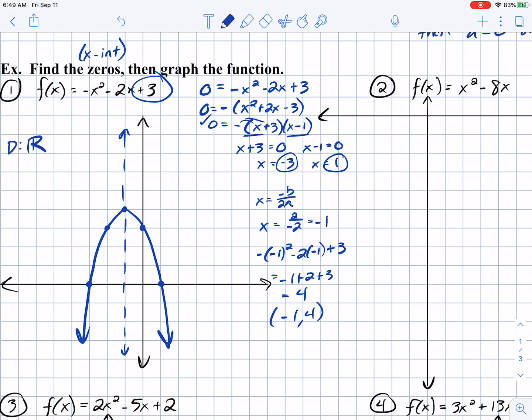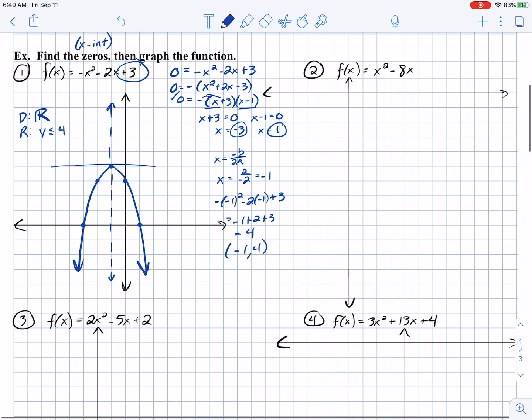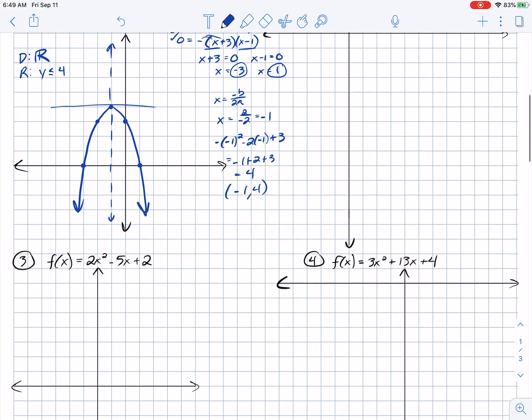Domain, all real numbers. Range, everything below whatever the y-coordinate of your vertex is, less than or equal to 4. Okay, great job. Let's try number 2. And then we'll let you try 3 on your own, and we'll finish up with 4 together.